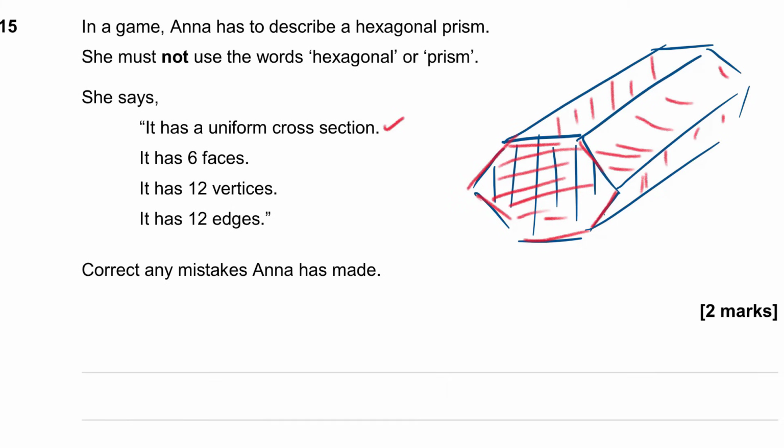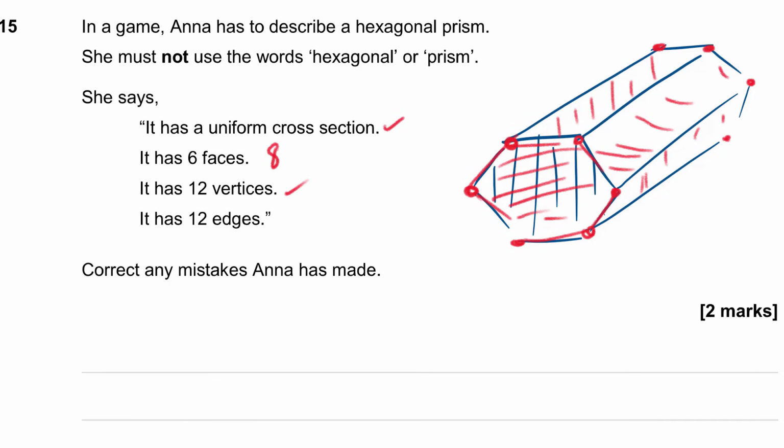So altogether it has 8 faces. Okay, does it have 12 vertices? You've got 1, 2, 3, 4, 5, 6 vertices. Vertices are the corners of the shape. So you've got 6 on that face, and you can have 6 again on the back. 2 I can't see, so that is correct. 6 and 6 makes 12.